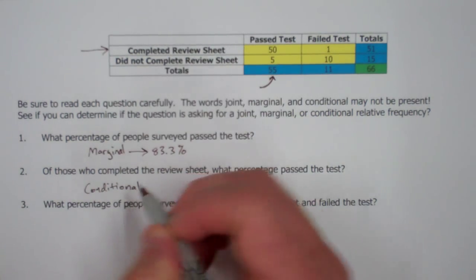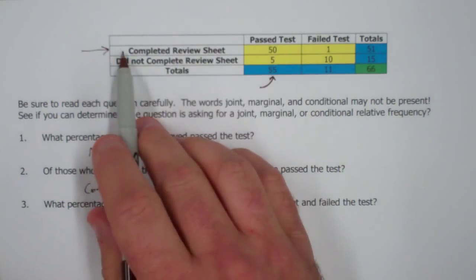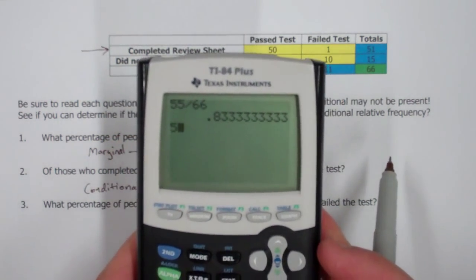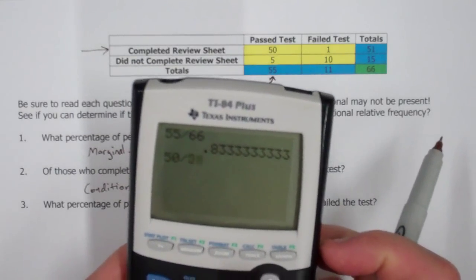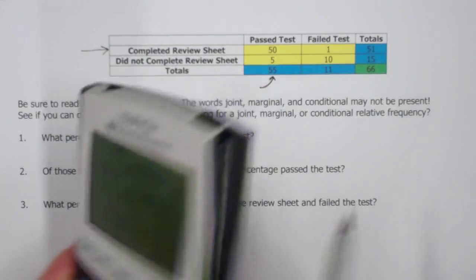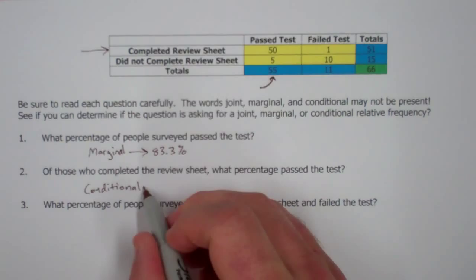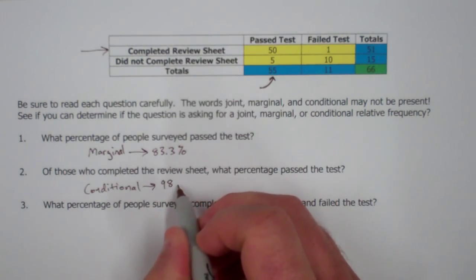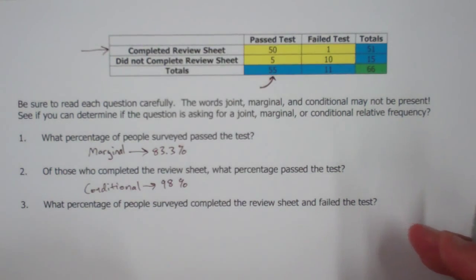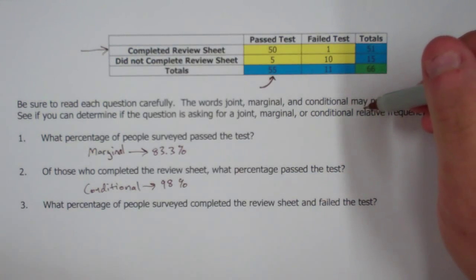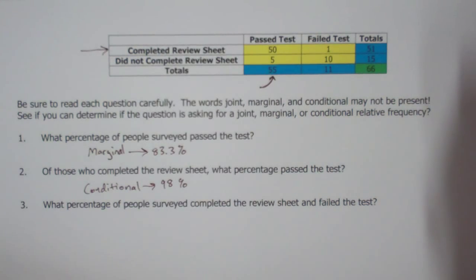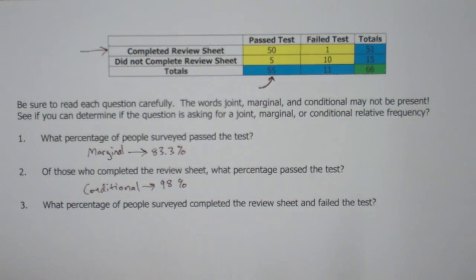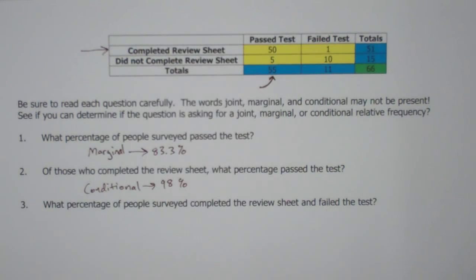There is a condition on which we are looking at the data. The condition is that they completed the review sheet. So if we knock this out here, we've got 50 divided by 51, and that'll be 98%. Wow, 98% of students who completed the review sheet passed the test. And that's a word of caution to you, a word of warning, or perhaps some extra motivation for you to get those review sheets done.